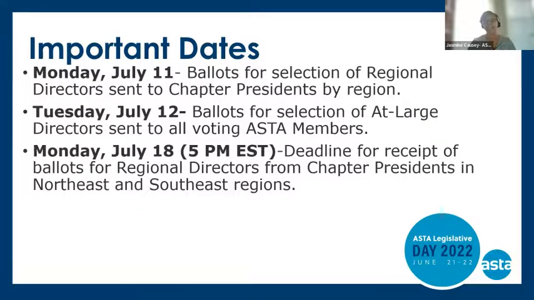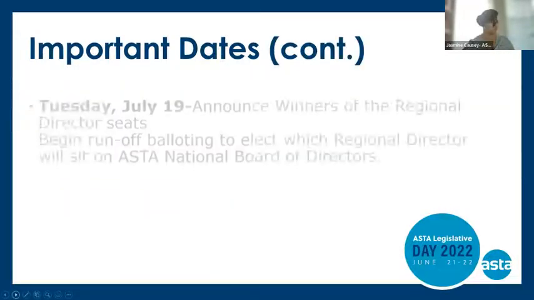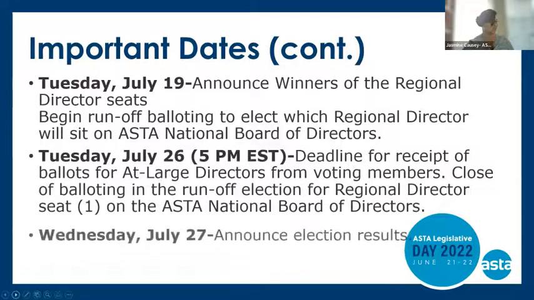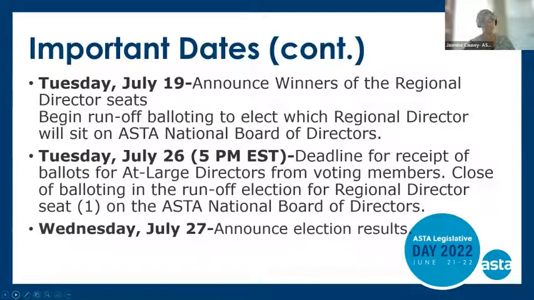And again, if you are unsure if your membership type allows you to vote, please email us at elections@asta.org or at asta@asta.org, and we will let you know about the process for your particular membership type. Scrolling through important dates again, so you can see them one last time. Are there any questions before we move on to our next topic?